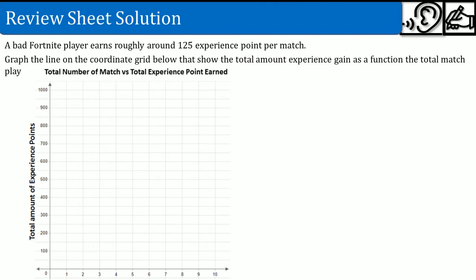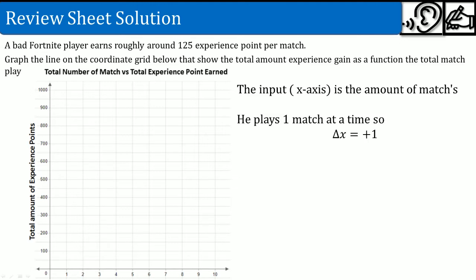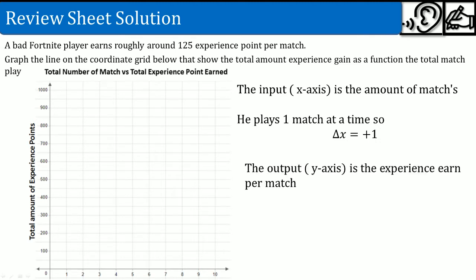Next, this is number 2, or part 2. A bad Fortnite player earns roughly around 125 experience per match. The line on the coordinate grid below shows the total amount of experience gained as a function of the total matches played. Please understand that the x-axis is also considered your input, and that is the amount of matches. So he plays 1 match at a time, which means your delta x is plus 1. The output is considered your y-axis, and that is your total experience earned.